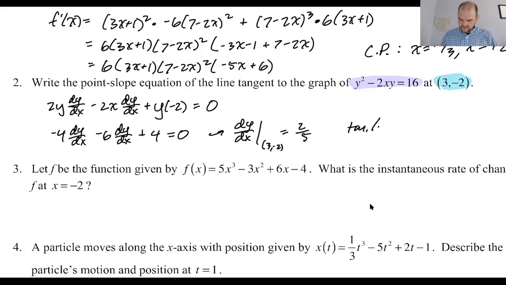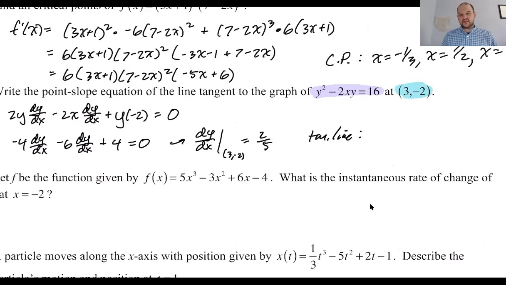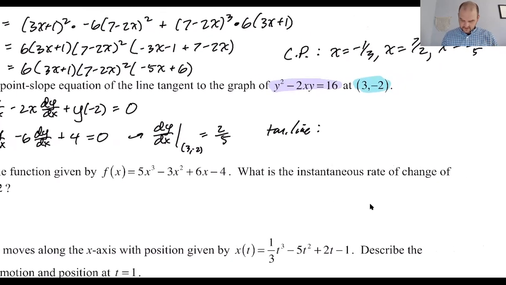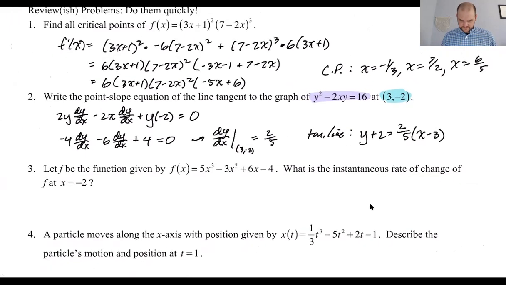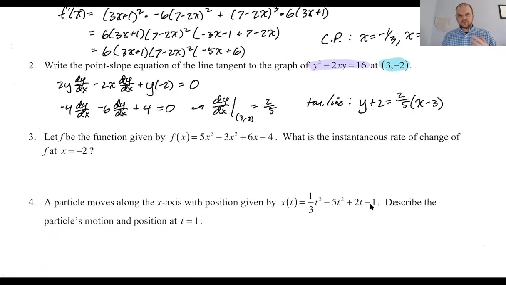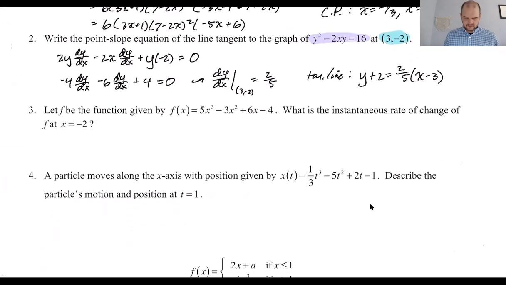But we want the tangent line. You should always write your tangent lines in point slope unless otherwise stated. So y plus 2 equals 2/5 times x minus 3. I think that's our answer. So I'm going to check that, but first I'm going to do some more problems, I think.